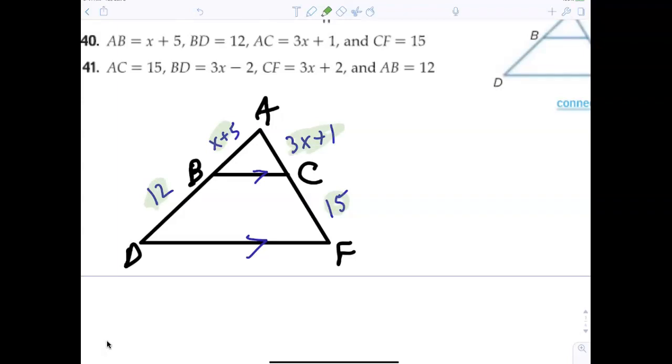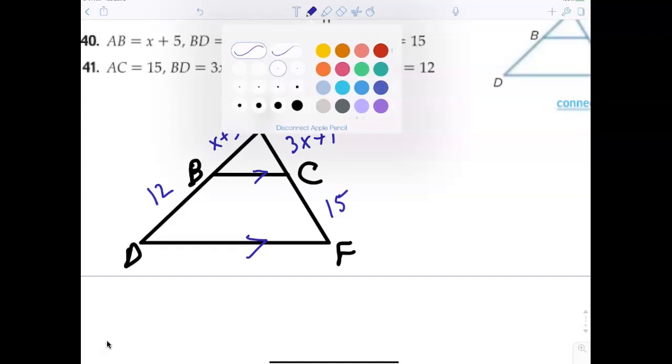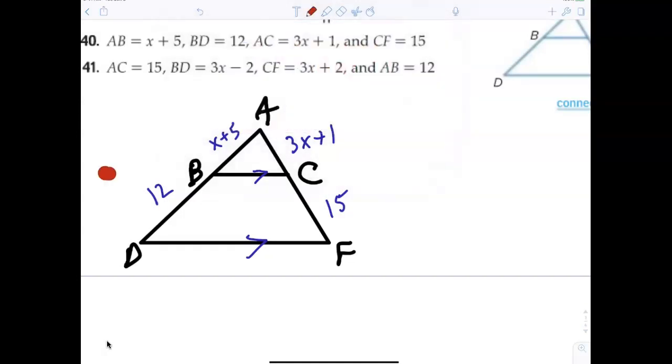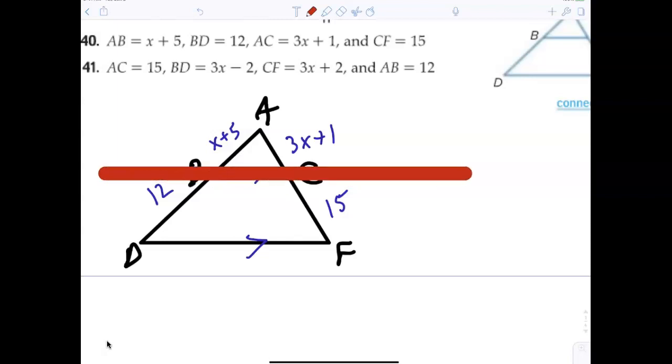But again, what I try to tell kids, to me, my brain just sees two fractions. If I just take this right here, to me, this is how my eyes look at it. That's a fraction right there. x plus 5 over 12 is equal to 3x plus 1 over 15. Do I agree with that? That's not hard. All right, that was 40 and 41. Those are usually the hard ones. So I'm comfortable with 41s. Do I agree with that?